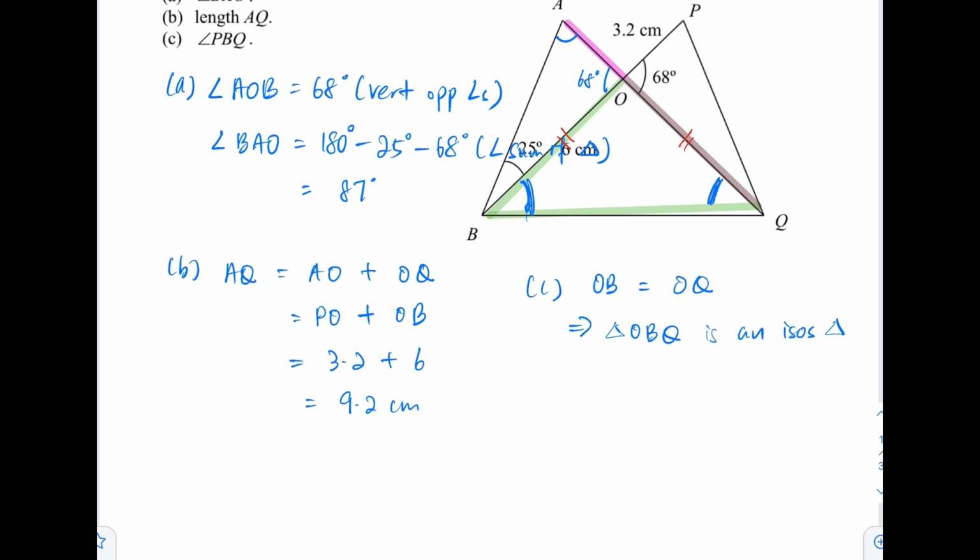So that means they are equal, and together they should be equal to this angle over here, 68 degrees, which I'm marking out in yellow, right? Because this is the exterior angle, it is equal to the two opposite interior angles. So therefore, my angle PBQ is equal to 68 degrees divided by 2, which is equal to 34 degrees. This is using the property that the exterior angle of a triangle is equal to the sum of the two opposite interior angles, which we have also learned in Set 1.